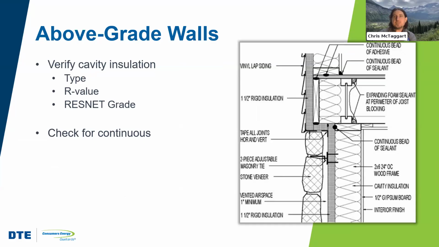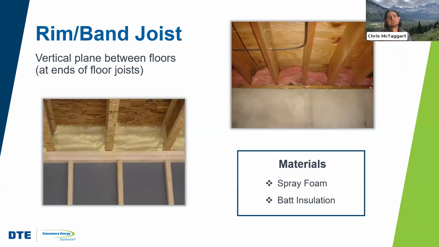This assembly shows a combination of 1.5 inches of rigid, probably foam board insulation, with cavity insulation. It doesn't say what kind it is, but could be bats, could be blown, whatnot. So it's a combination for this assembly. Again, rim and band joists are kind of treated like an above grade wall. They're the vertical plane that separates floors, that ends at the end of the floor joists.